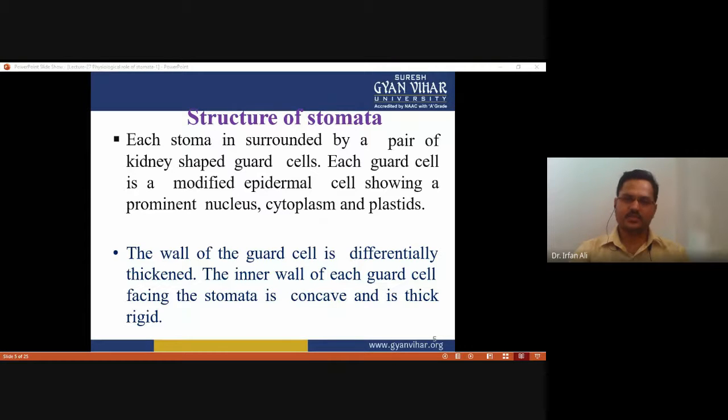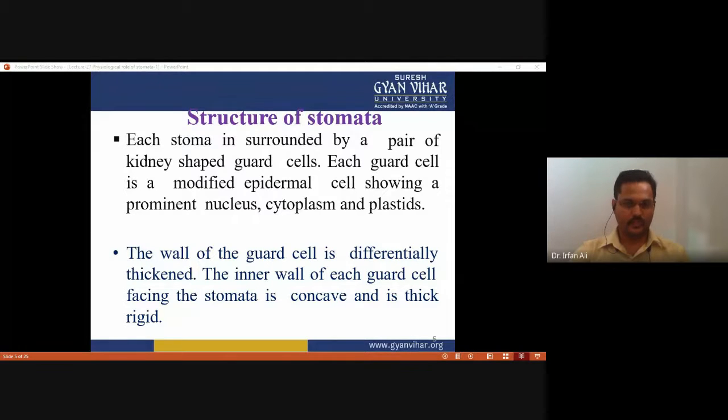Each stomata is surrounded by a pair of kidney shaped guard cells, and each guard cell is a modified epidermal cell showing a prominent nucleus, cytoplasm and plastid. This you also have to remember: the guard cell is a modified epidermal cell that shows a prominent nucleus, cytoplasm along with plastid.